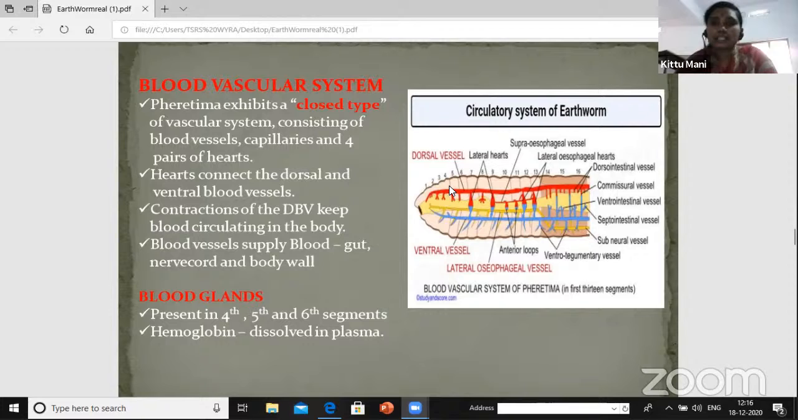Here the blood glands are present in the 4th, 5th and 6th segments. What are the blood glands? Blood glands produce blood cells and hemoglobin. That is the importance of the blood glands. This is the total about the blood vascular system of the earthworm.